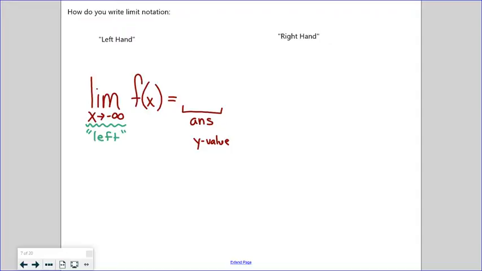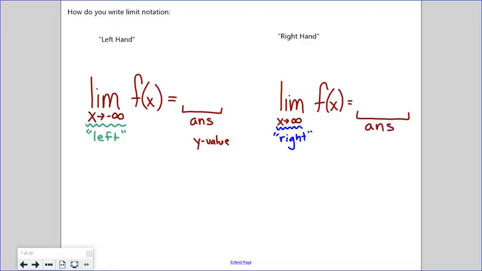Same thing for our right-hand notation. It starts out with that LIM, something referring to your function, f of x, or actually write in the function, whatever you want to do. And then under LIM it says as x approaches positive infinity. And again, this little symbol right here is what we look at to see which direction we're looking. And this one says look to the right. And it's going to equal some answer. And that answer is going to be, again, what are our y values doing as we head that direction?